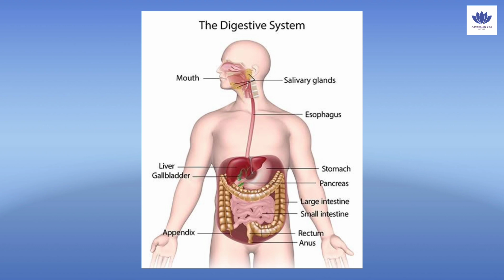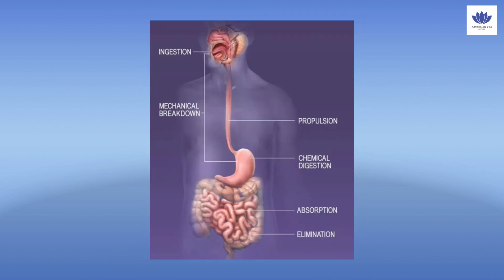Accessory digestive organs help in digestion but are not part of the digestive tract. The five accessory digestive organs are tongue, salivary gland, pancreas, liver and gallbladder. Now there are five actions which take place in this system. Ingestion. This is the action of putting food into the mouth and chewing. Propulsion. This is the action of swallowing food.